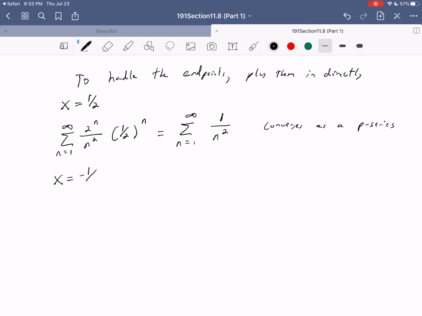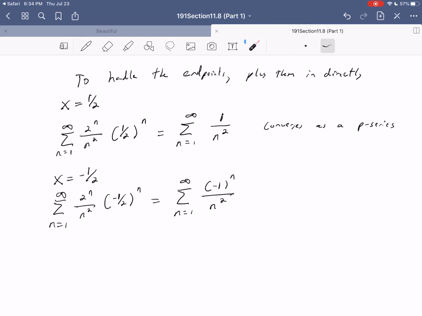What about x equals negative 1/2? Well, the sum from n equals 1 to infinity of 2 to the n over n squared times negative 1/2 to the n. That's plugging in x equals negative 1/2 into our power series. Multiply this with this, and we should get the sum from n equals 1 to infinity of negative 1 to the n over n squared. Well, what do we know about this? If you want, you could use AST on it, since it is alternating, or you could simply put it in absolute value, recognize that it's this, and know that this is absolutely convergent. Either way, this also converges, either by AST or AC as a p-series.